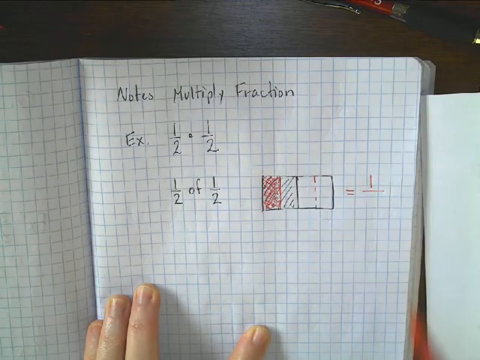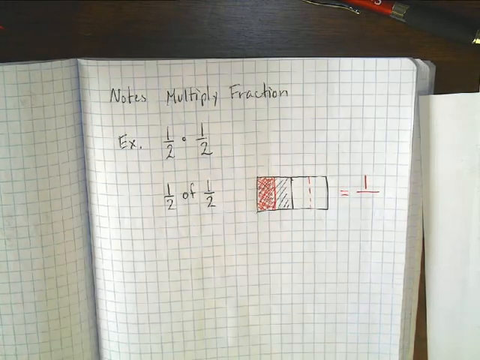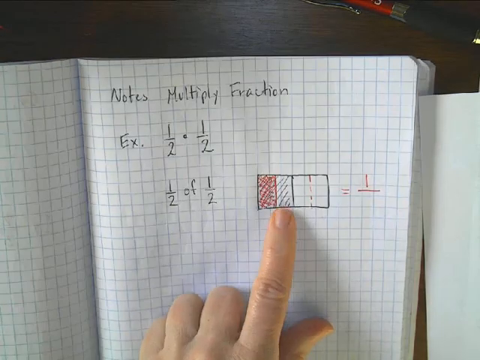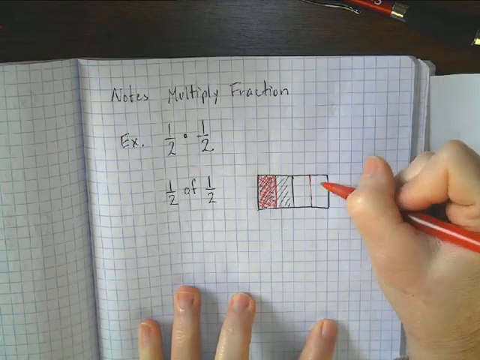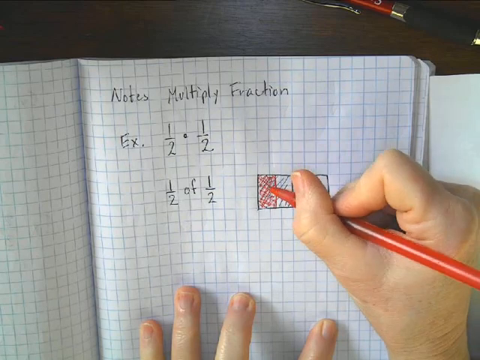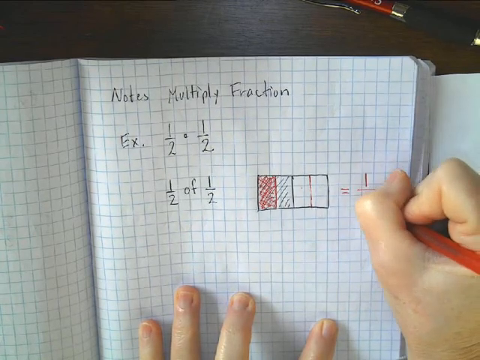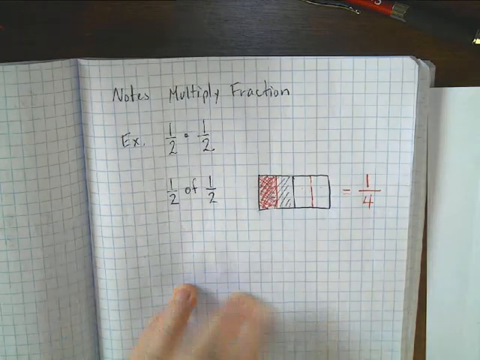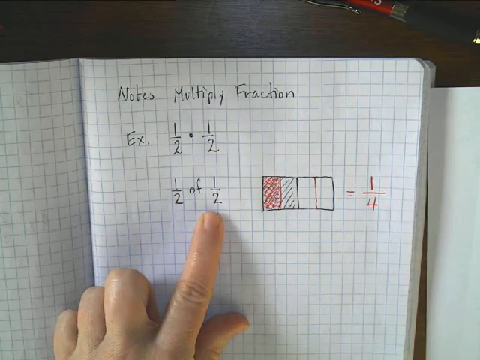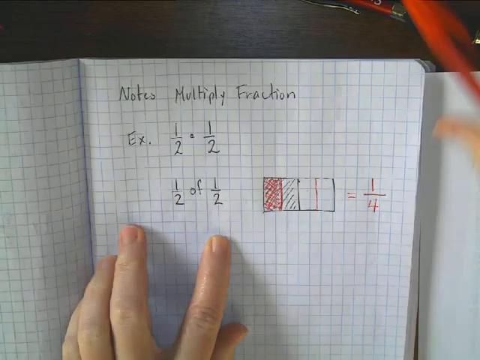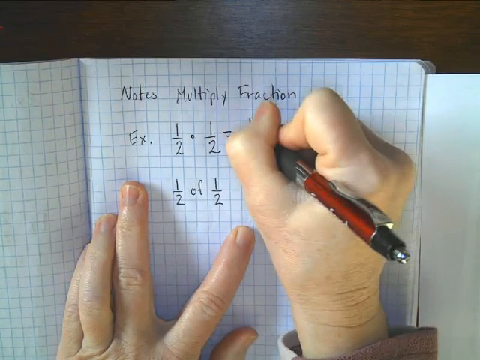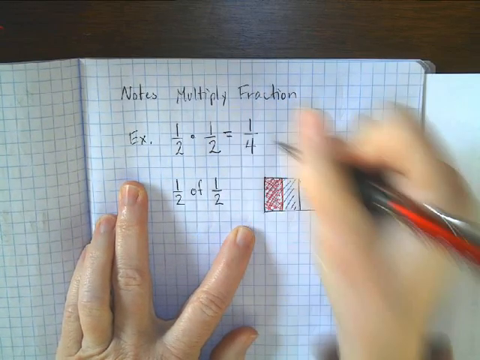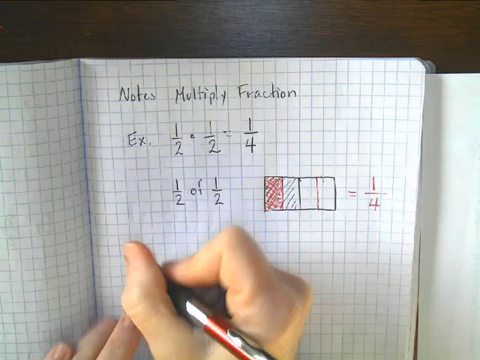Okay? Since the parts are not the same size, I need to break them into all the same size. Now I have 1, 2, 3, 4 parts. I have 4 parts. So what is 1/2 of 1/2? It's 1/4. So what's 1/2 times 1/2? It is 1/4.